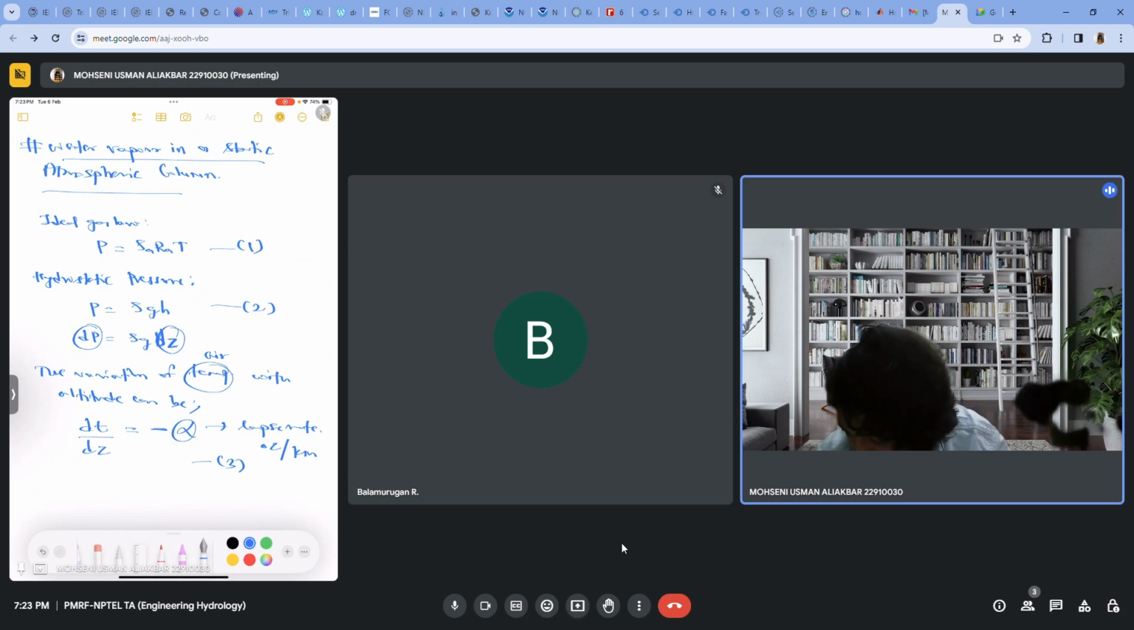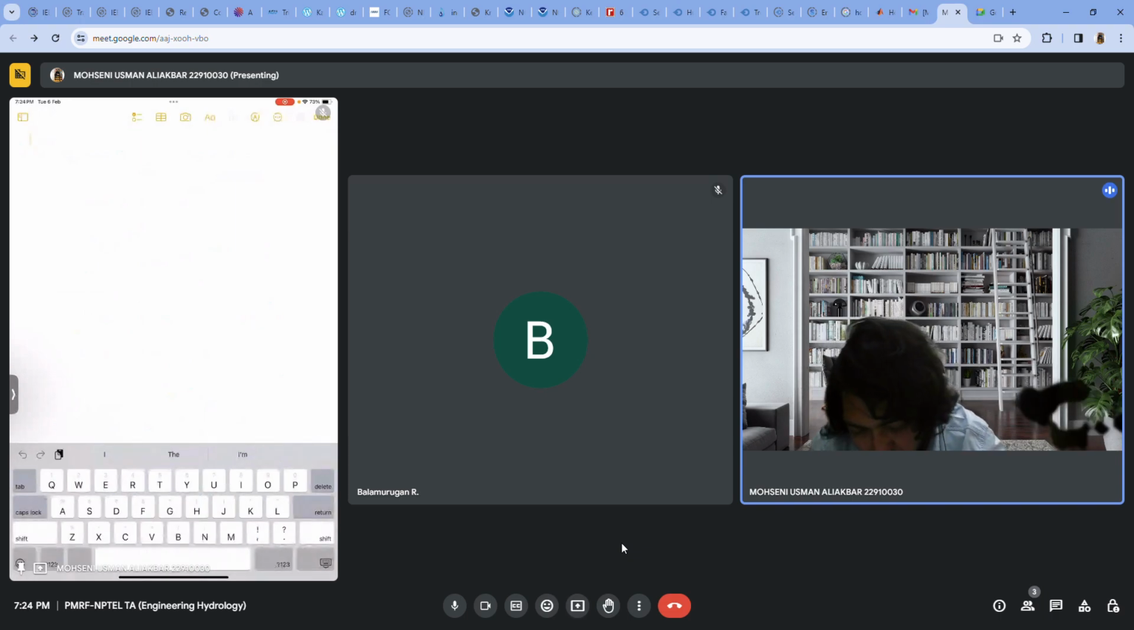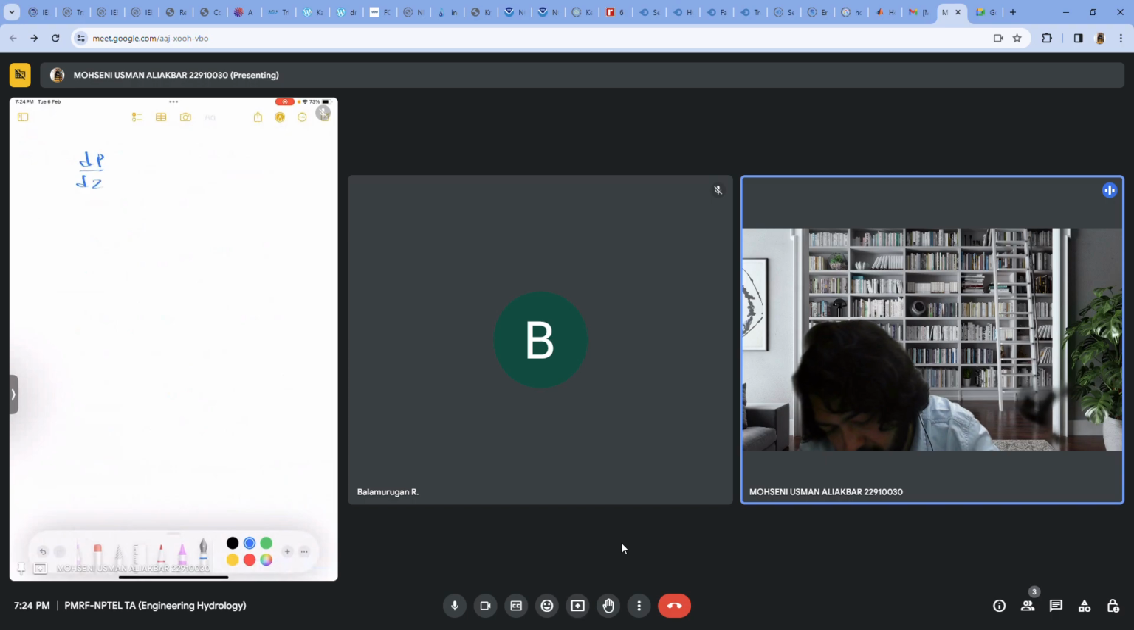Now from equation 2 we can say that dP is nothing but rho g dz. From equation 1, rho is P upon Ra of T. We substitute this term in equation 2, and let us name this equation 4. When we substitute, dP by dz is equal to P g upon Ra of T.